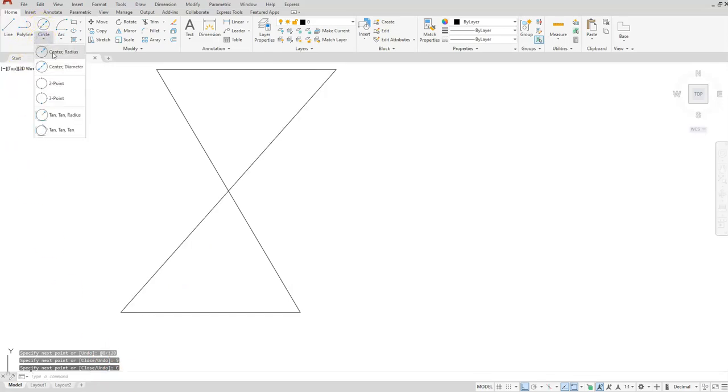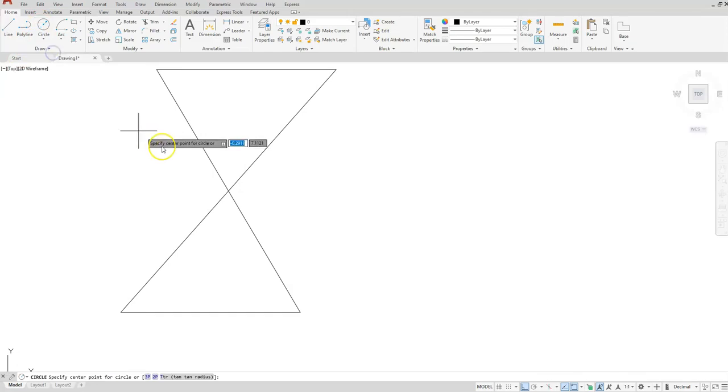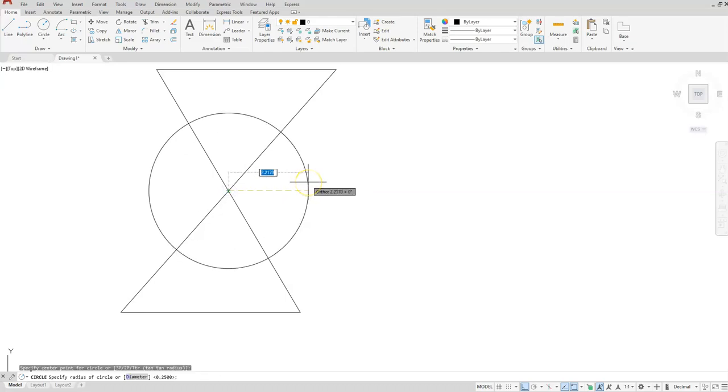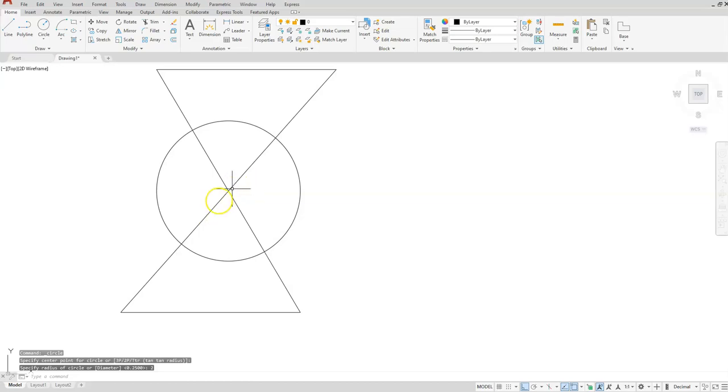Let's go ahead and create our circle, center radius. Let's place it at this intersection. And this has a radius of 2. So if you don't get an intersection come up here, sometimes you will get a midpoint. They happen to be the same, so you should be okay.